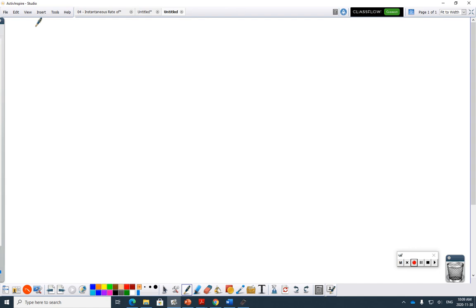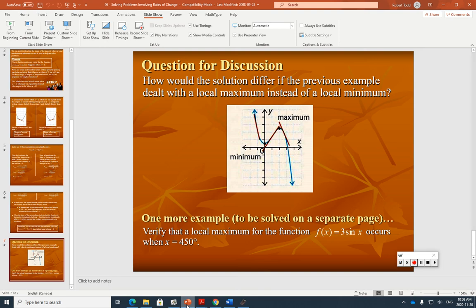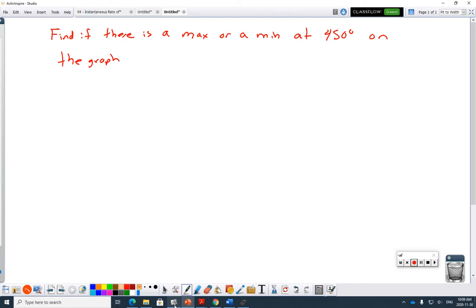It says, find if there is a max or a min at, was it 450 degrees? On the graph, and I forget what it said. Just 3 sine x, okay. Y equals 3 sine x.